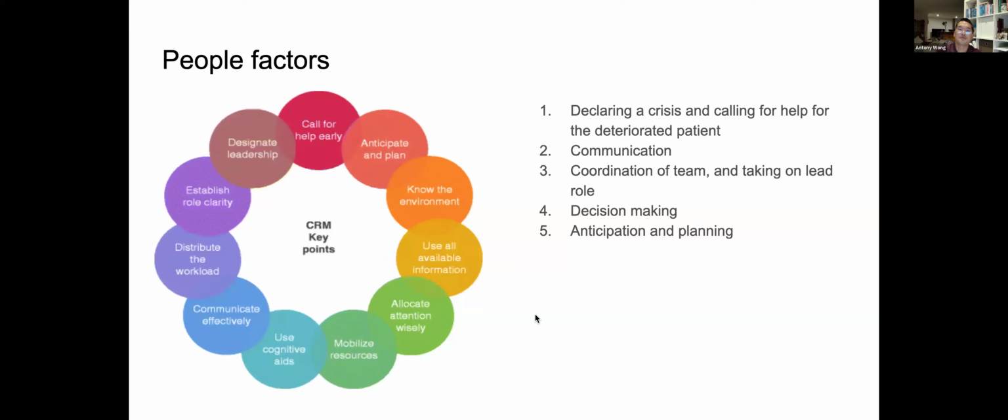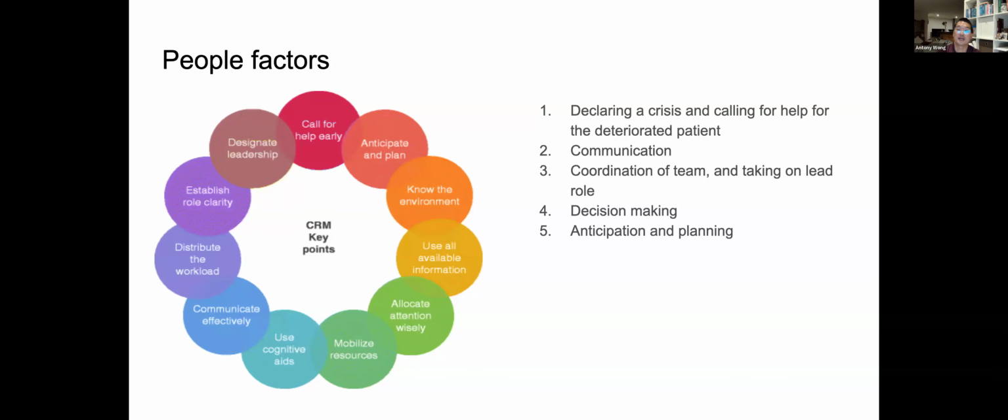So the important people factors, just to show this for this diagram, you noticed how as part of their doctor's ABCD, they called for help early. The first point about declaring a crisis and calling for help for the deteriorated patient is challenging because we don't often see this. We don't often see a collapse or seriously unwell patients. So there's almost like a cognitive, this can't be happening bias. And that can be enough. But once it's declared, people can spring into action.